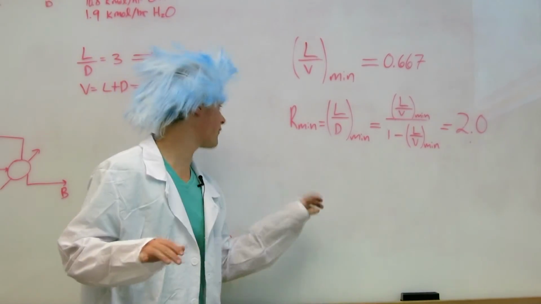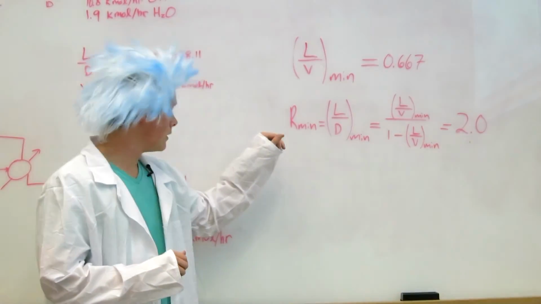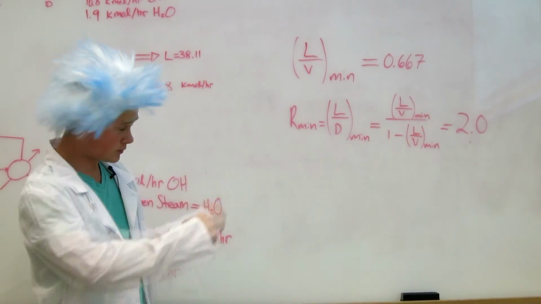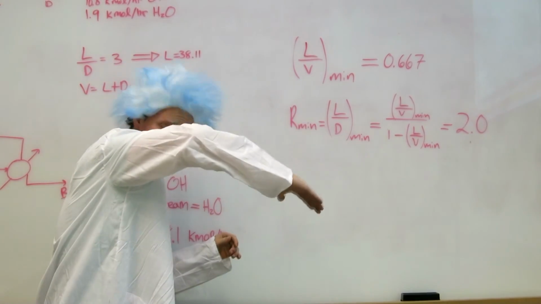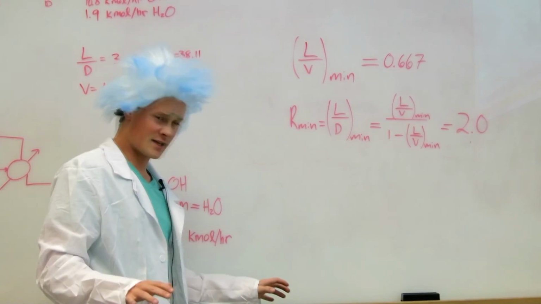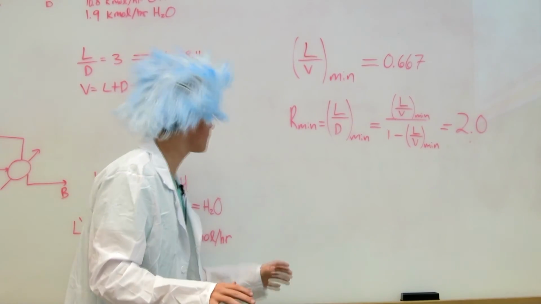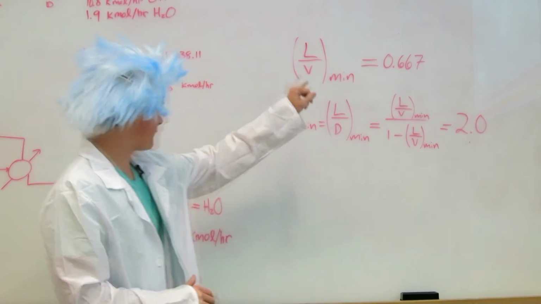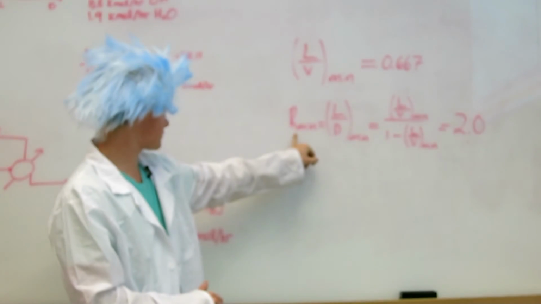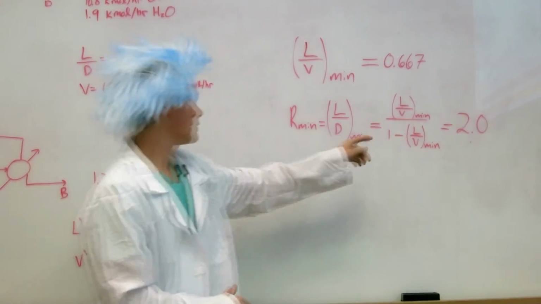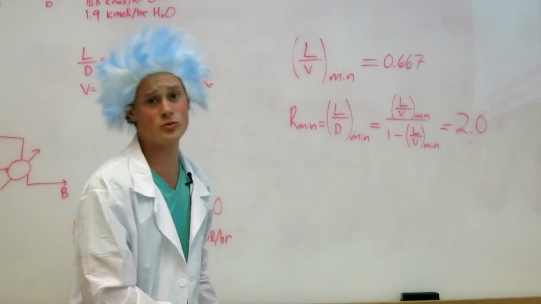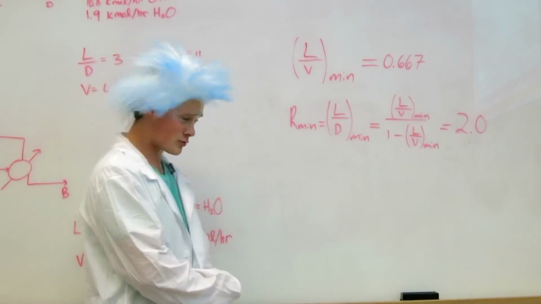The last thing is to find your minimum reflux ratio. So, Morty, you find your L over V min by using your graph where the operating line touches the equilibrium line, and you get infinite stages. That's your minimum reflux ratio. You find your slope there, and it's 0.667. Then your minimum reflux ratio, L over D min, is equal to L over V min over 1 minus L over V min, which is equal to 2, Morty. Your minimum reflux ratio is 2.